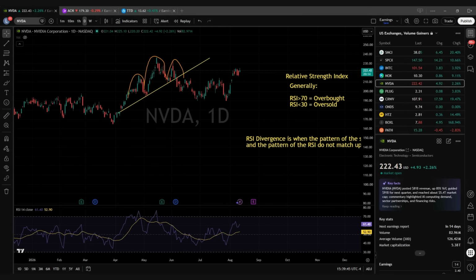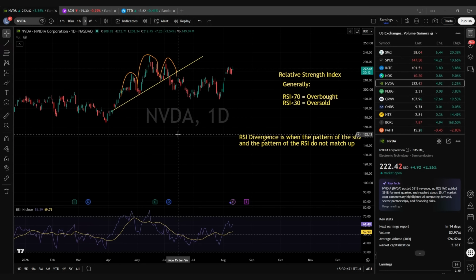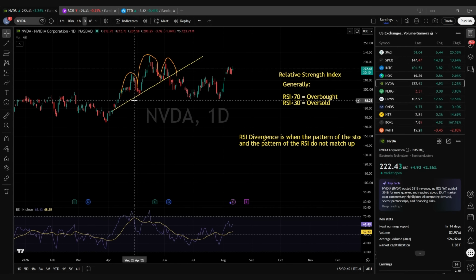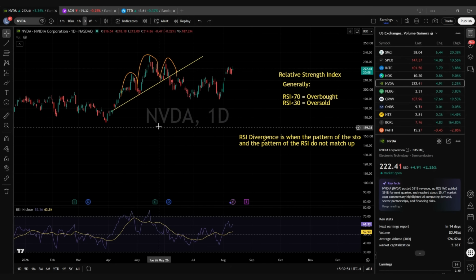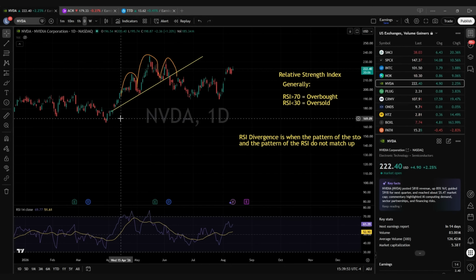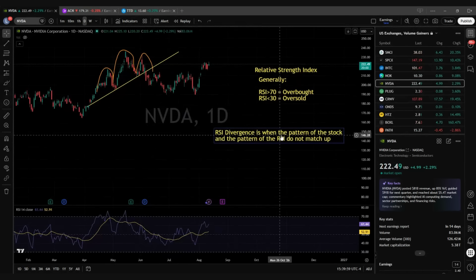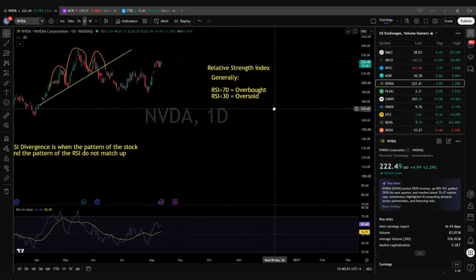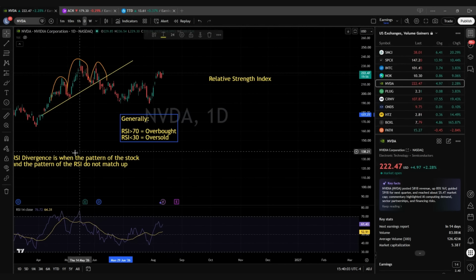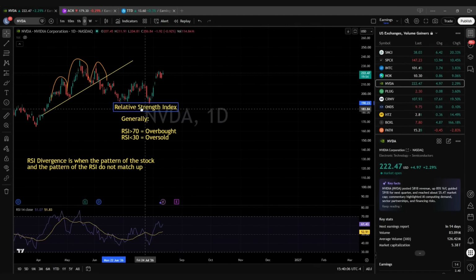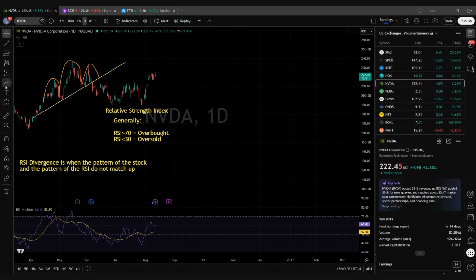And what does that mean? Well, generally, when they diverge like this, this is called bearish RSI divergence. So again, let me see if I can draw this and help you guys understand this a little more clearly, because I'm not sure if I did the best job of explaining that. I'll go ahead and draw it on the chart.